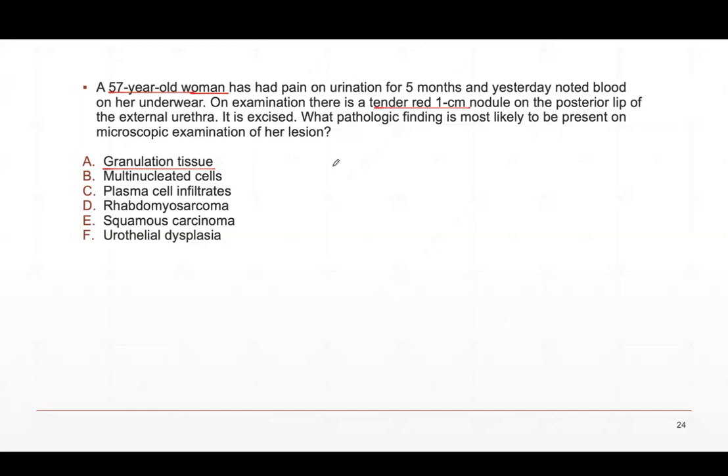And yeah, that's it. These two you can remove, plasma cell and multinucleate cells. These are usually found in infections, and she does not have any odor or whatnot. Rhabdomyosarcoma is in children, so it's unlikely for a 57-year-old woman. Squamous cell carcinoma would not be something that just happens in 5 months, right? She would have something before it, for example, lichen planus. And same thing for urothelial dysplasia. Also, they wouldn't be bleeding nodules. It's quite unlikely. Is this clear?